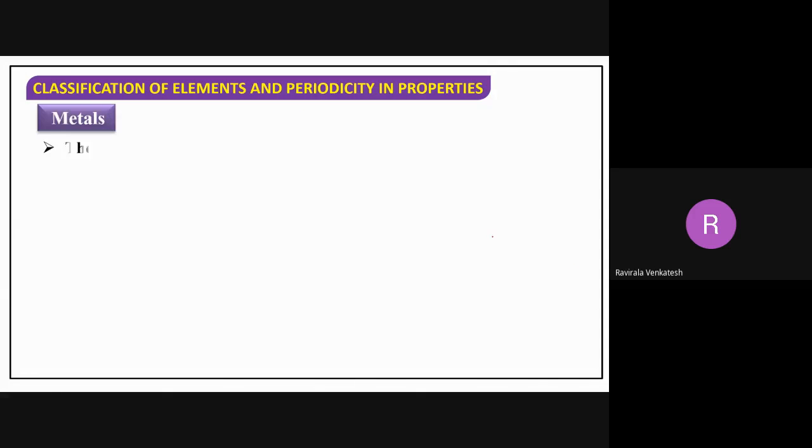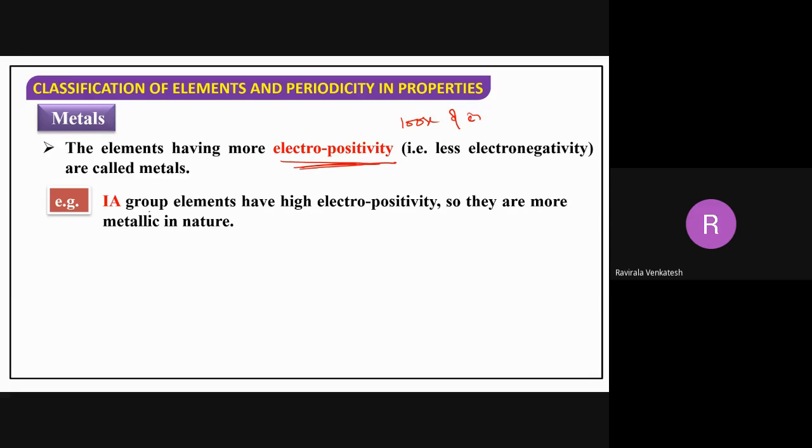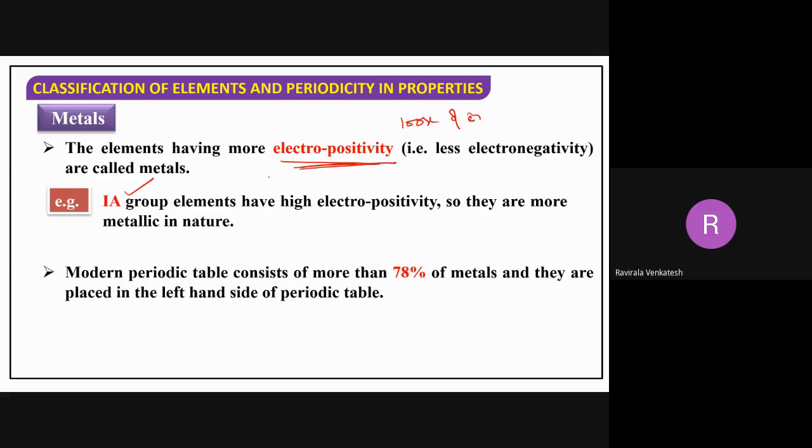Okay. Now, the meaning of metallic character is electropositive character. What is the meaning of electropositive character? Losing of electrons, isn't it? Loss of electrons. Which group elements are the most electropositive in the periodic table? The first A group elements, isn't it? And the modern periodic table consists of almost 78% metals only, and they are placed on the left hand side of the periodic table.